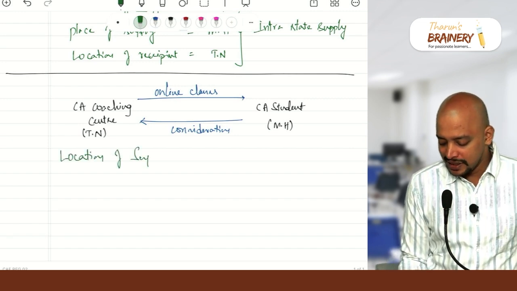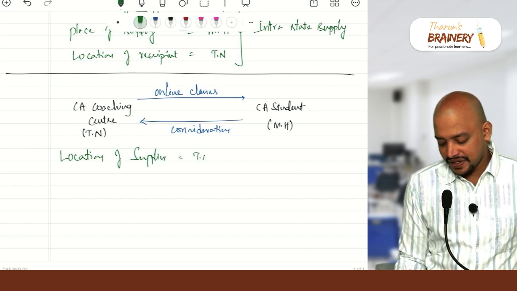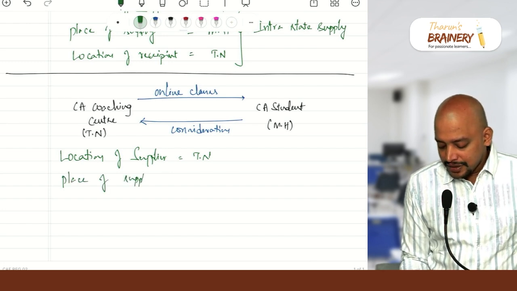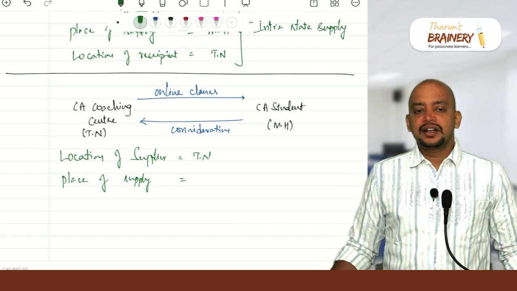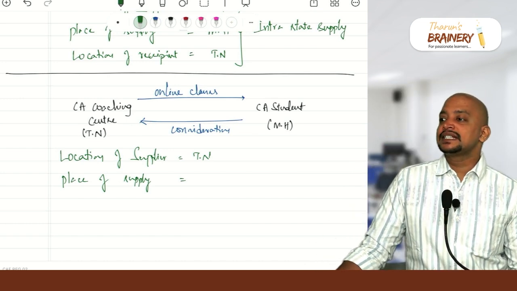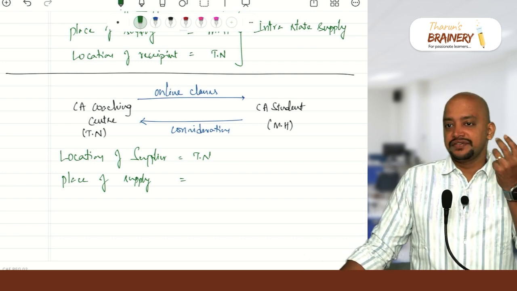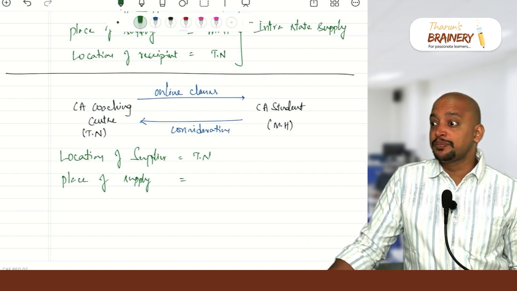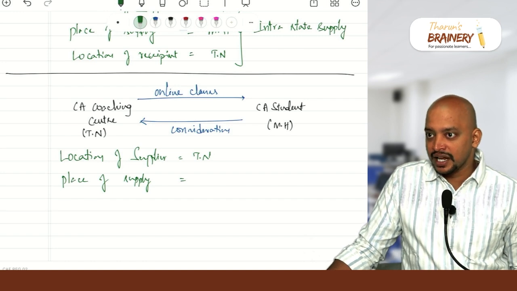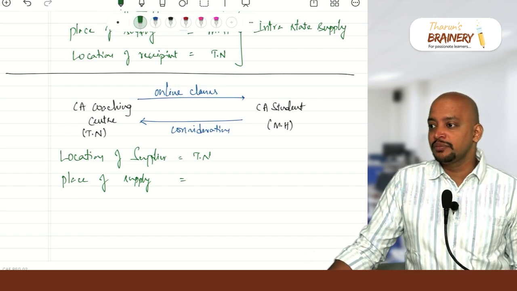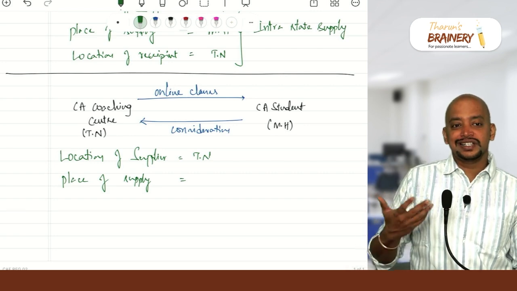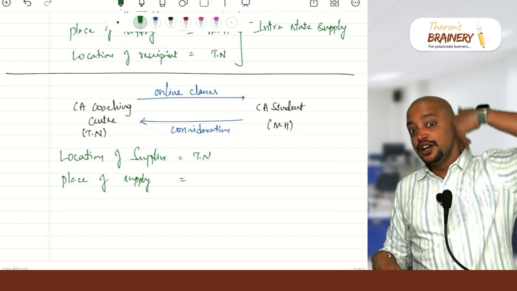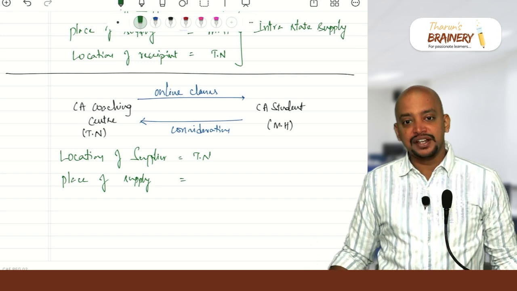Location of supplier is what? Tamil Nadu. Location of supplier is Tamil Nadu. And what will be the place of supply? So this will come under training and performance appraisal services. Actually, this will come under training services. In case of training services, the location where services are actually performed will be taken as the place of supply. Okay. So where are the services actually performed? Tamil Nadu only, because wherever the coaching center is, the classes are being taken. The online class may be related to the students, but what will be taken as the place of supply in this case?